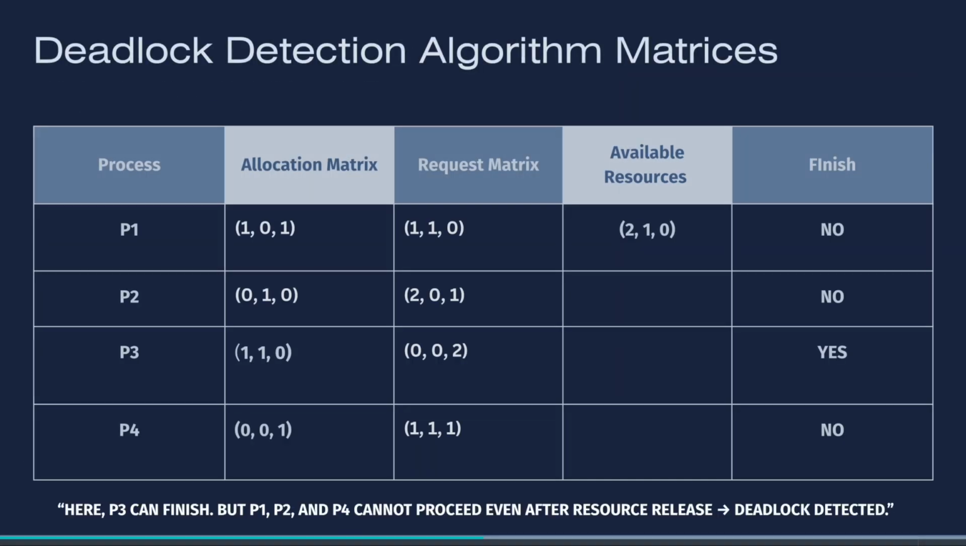Now let us look at the deadlock detection algorithm using matrices. First, the allocation matrix shows what each process currently holds. Second, the request matrix shows what each process still needs, and the available vector shows what's left in the system. When we apply the algorithm, we find that only process P3 can finish, but processes P1, P2, P4 are unable to complete even after their resources are released. So this means a deadlock is detected among processes P1, P2, P4.